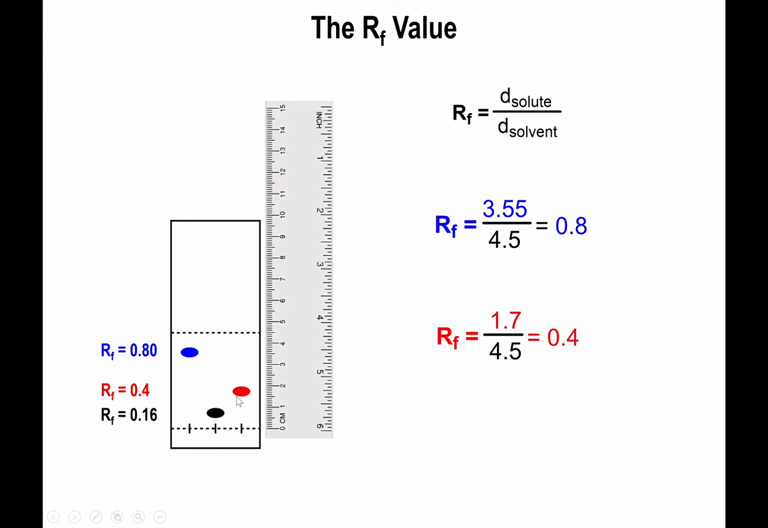For the red dot, we are roughly around 1.7, right? And that's kind of what we have right here. 1.7 divided by 4.5, which is the distance of the solvent front, that's 0.4. And a similar measurement for the black spot, we are about 0.7, 0.8, yeah, 0.75. That's what I selected. And that's divided by 4.5, giving you an RF value of 0.16.